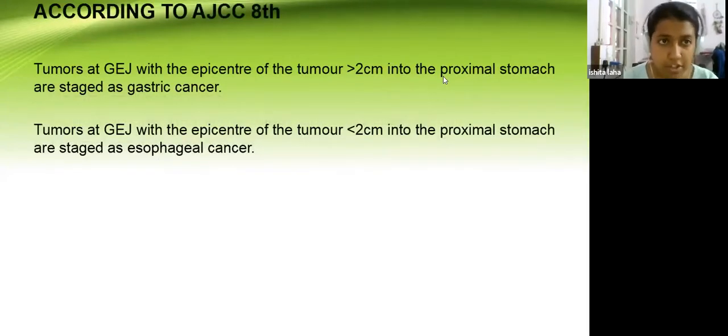And sir has also mentioned that according to the AJCC 8th edition, gastroesophageal junction tumors with the epicenter of the tumor less than 2 centimeter in the proximal stomach are staged as esophageal cancer, whereas tumors with the epicenter more than 2 centimeter into the proximal stomach are staged as gastric cancer.